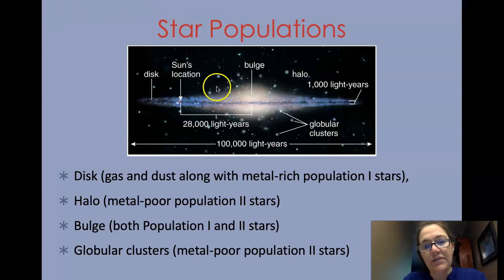Out around the outer edges of the galaxy, we find globular clusters. And in the globular clusters, we find population 2 stars. They are called population 2 because we discovered them and why they're different later. In my head, it should be generation 1, generation 2. And so population 1, population 2, and that is not the way it works. So if your head says generation 1, generation 2, remember that star populations are backwards.